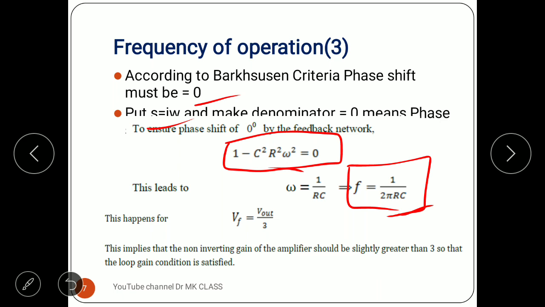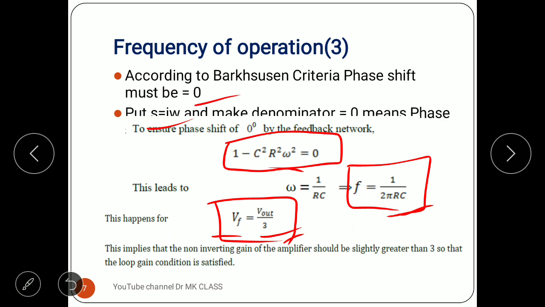the main equation, we will get the feedback voltage Vf equal to Vout by 3. Vf, at minimum, must be Vout by 3. Then only it acts as an oscillator. Otherwise it will give a damped oscillation, so the voltage will decrease with respect to time. If you want constant oscillations, this condition must be satisfied: feedback voltage must be equal to or greater than Vout by 3.